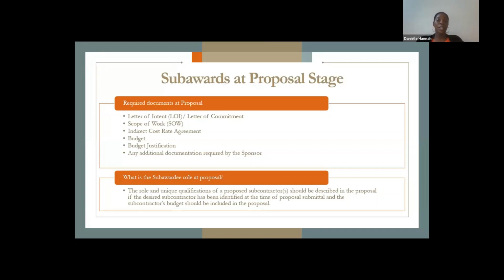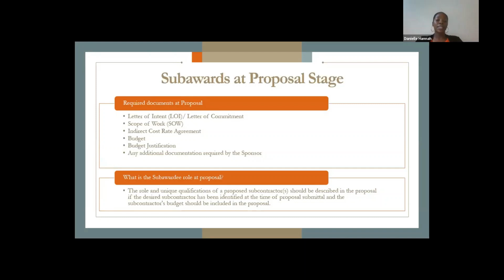What is the subawardee role at proposal? The role and unique qualifications of a proposed subcontractor should be described in the proposal if the desired subcontractor has been identified at the time of proposal submittal. And the subcontractor's budget should be included in the proposal. This is what I discussed in the previous page. We want to make sure that we have all of that information at the time of proposal.